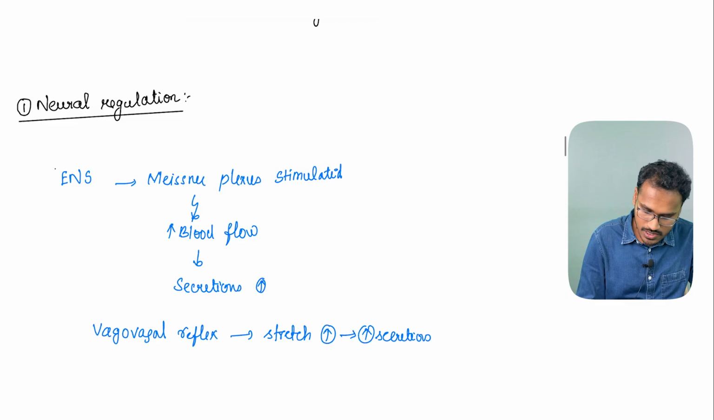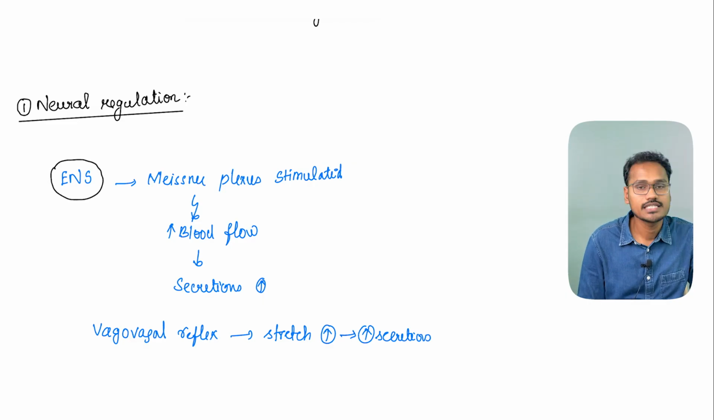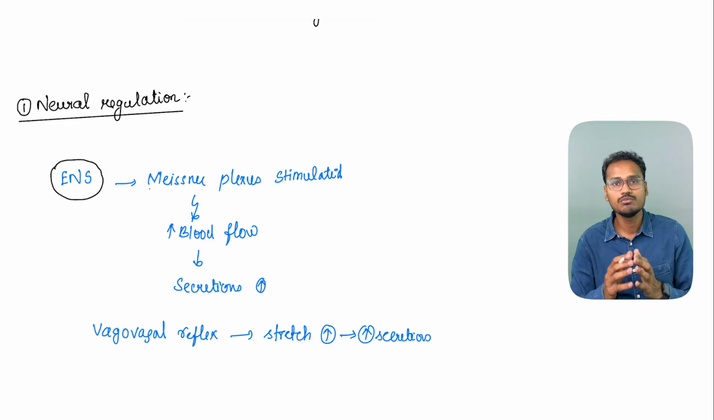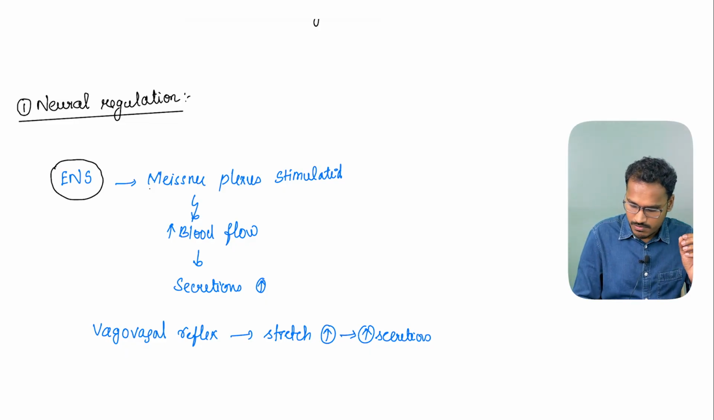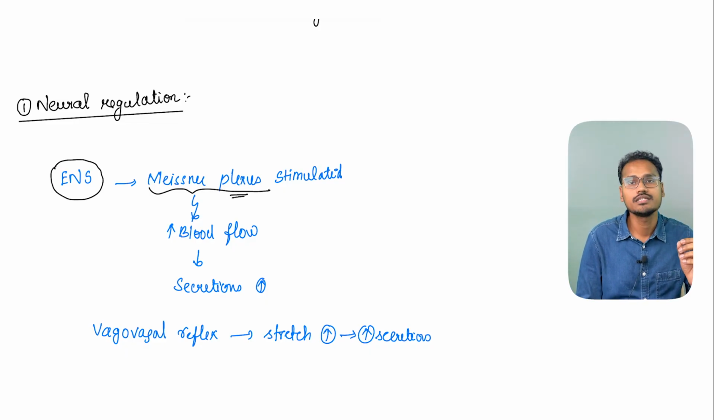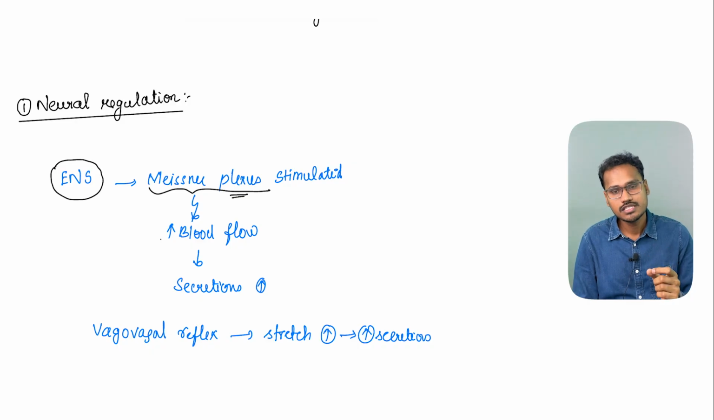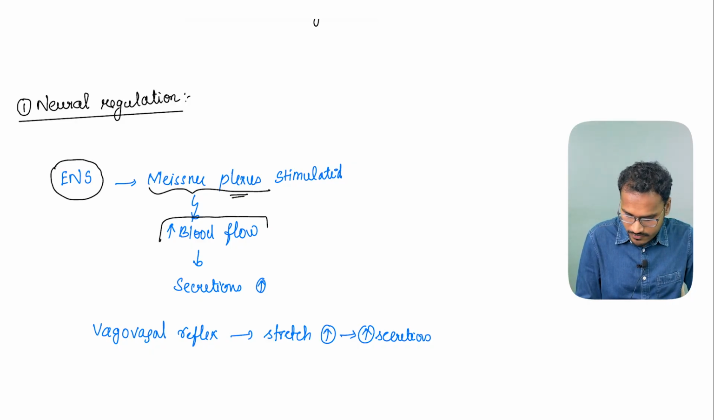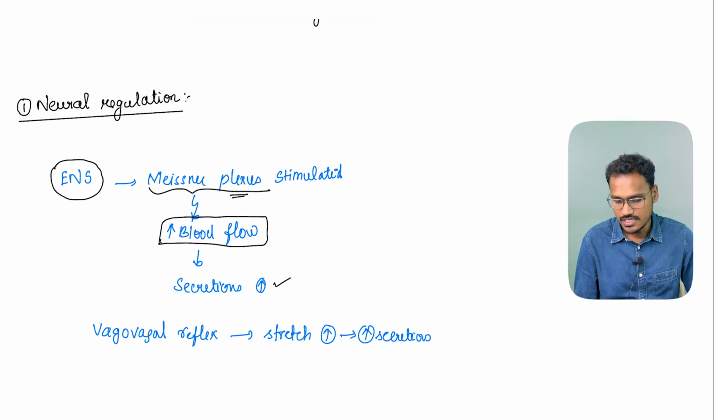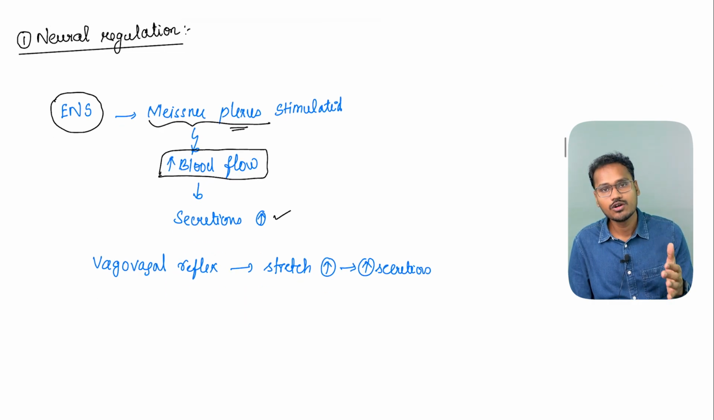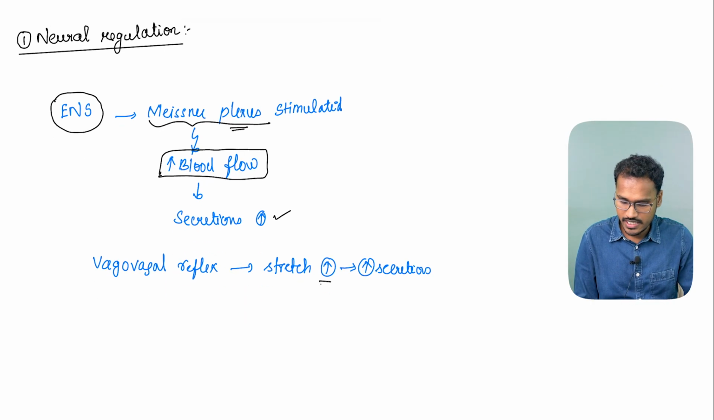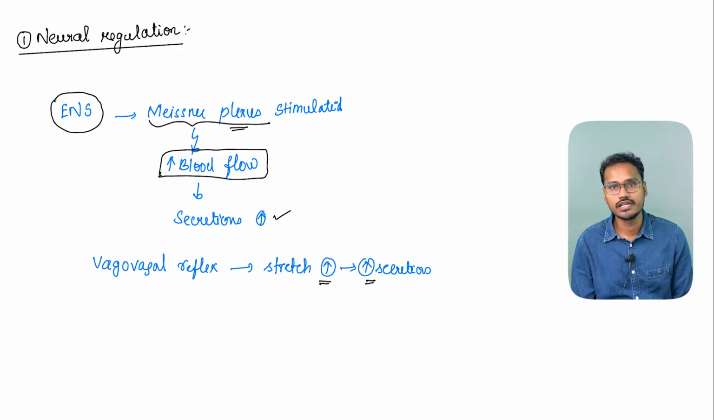As and when the food comes in, the enteric nervous system gets activated. All of us know, because in the GI motility lecture I told you, the stretch will help to sense it. So the Meissner's plexus will also get stimulated. And what is the function of the Meissner's plexus? They will increase the blood flow, thereby increasing the secretion. So this is nothing but the vagovagal reflex, where there is a stretch-induced secretion, completely under neural regulation.